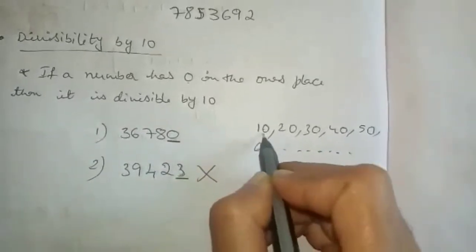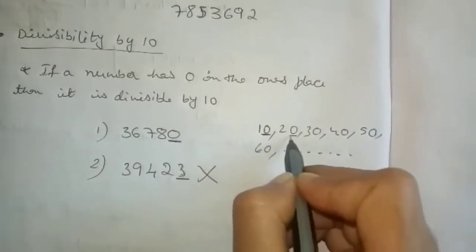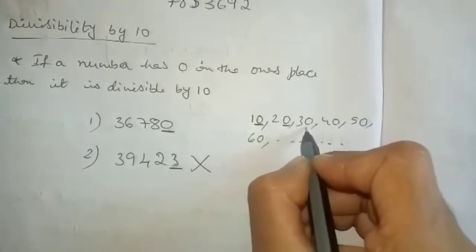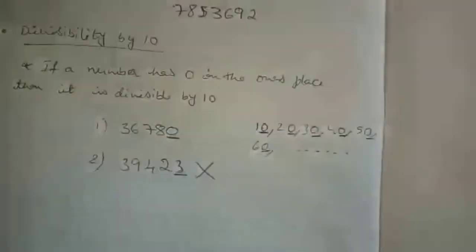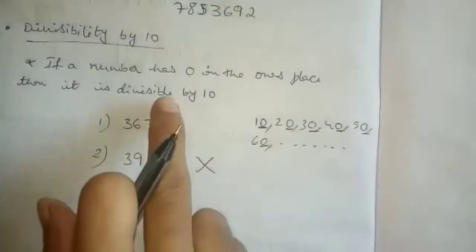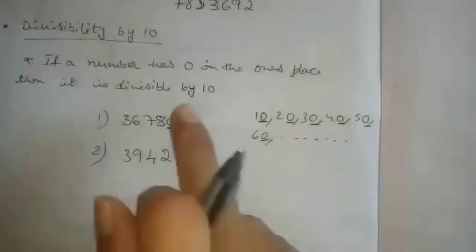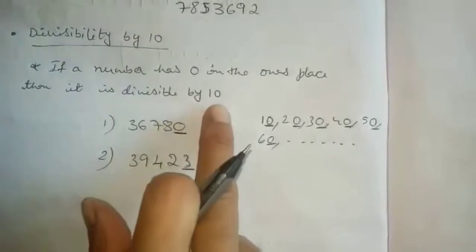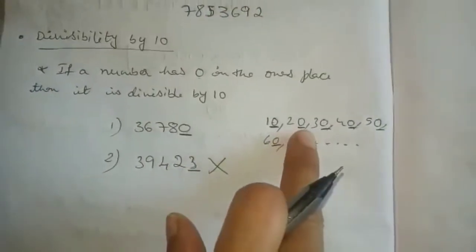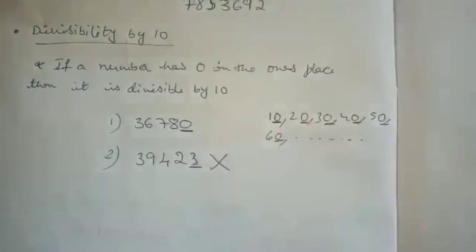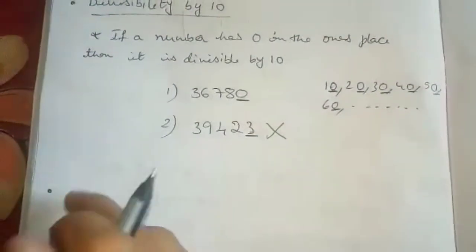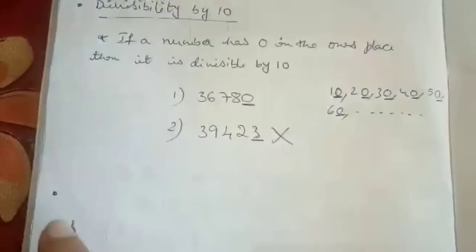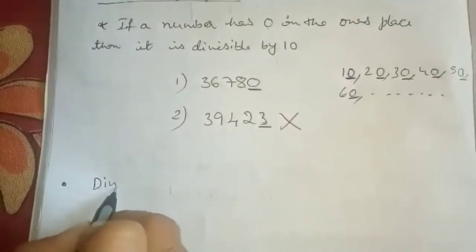each and every number is having 0 at the units place, right? So from this we come to know that whichever number is divisible by 10 will have 0 at the units place. Next we'll study divisibility by 5, since 10 is finished.